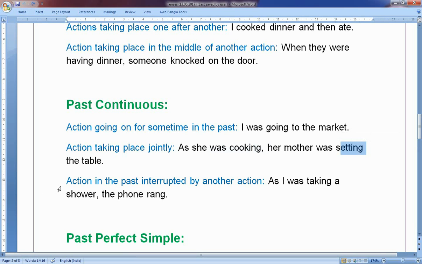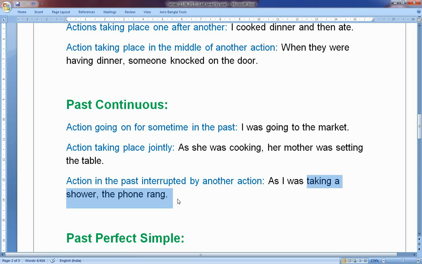The third point is a repetition of what we did before, with a major action and a minor action, with the minor action happening in the middle of the major action. Example: as I was taking a shower, the phone rang, which means the shower is the major action, the phone ringing happens to be the minor action.